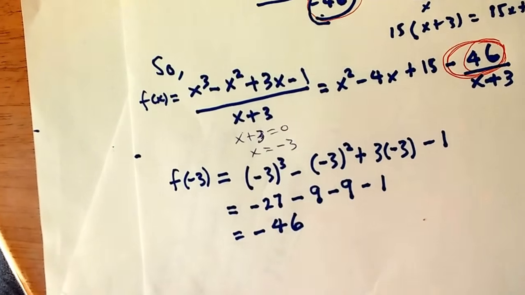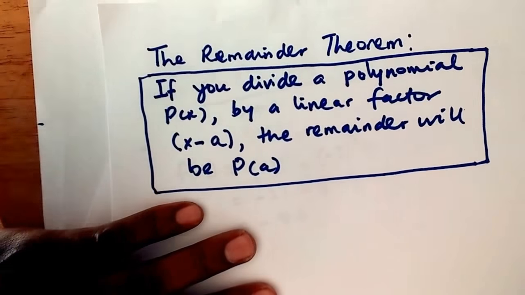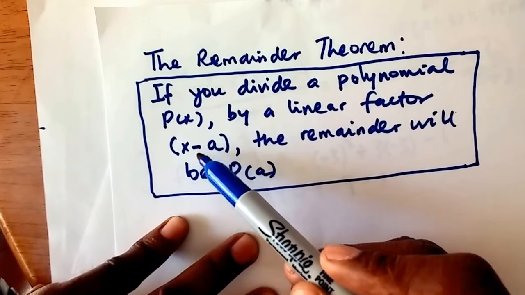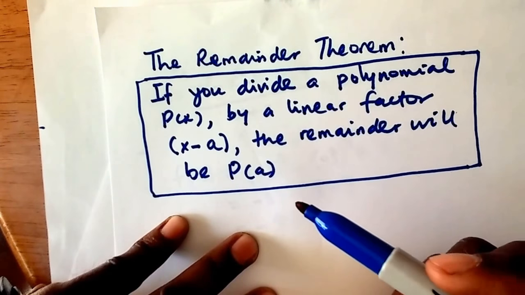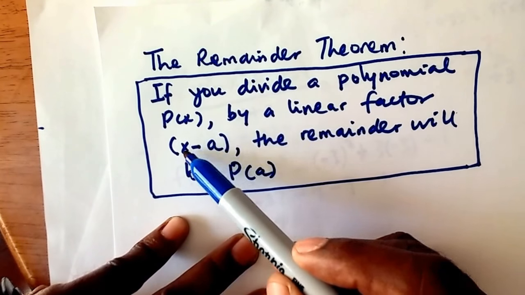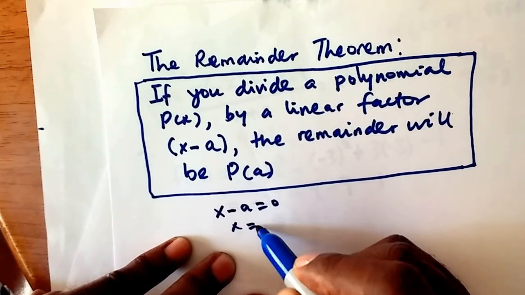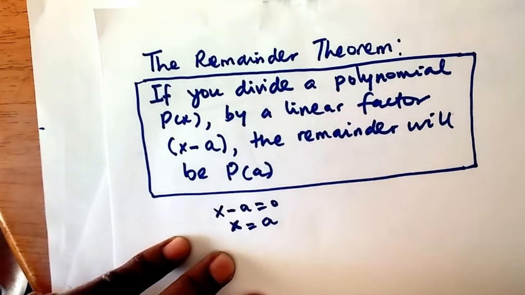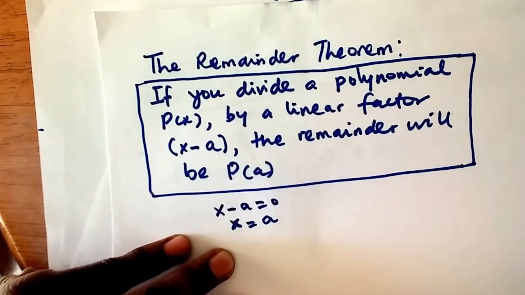So here is what the theorem is saying. There's the theorem. The theorem says that if you divide a polynomial p of x by a linear factor x minus a, the remainder will be p of a. So what it's saying is, you just need to set this to 0 and solve for x, which will be x minus a equals 0, x equals a, and then plug this a into your given equation. And whatever answer you get will be the same as the remainder you would get by division.